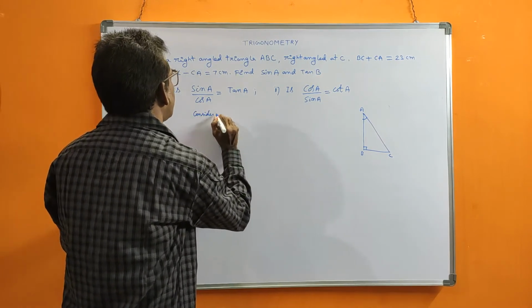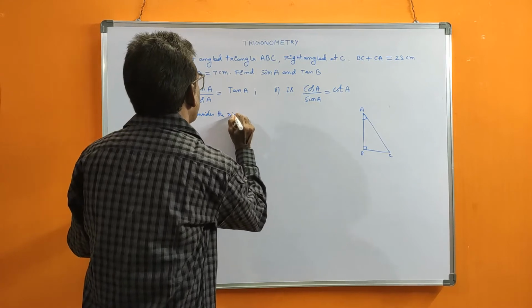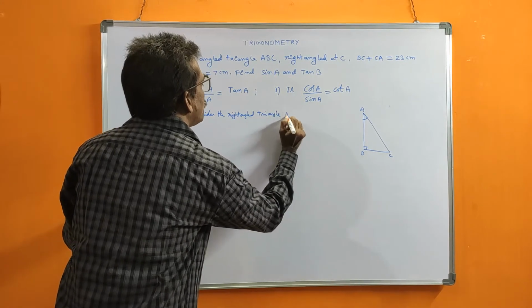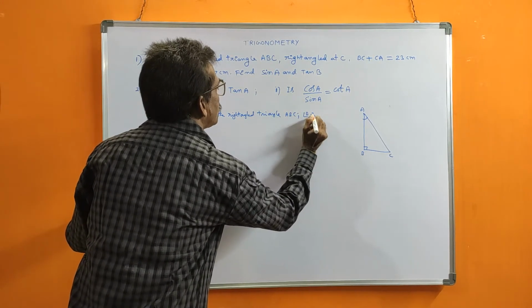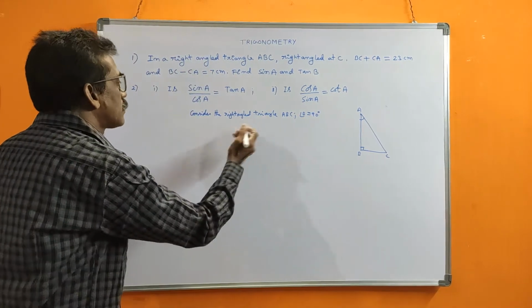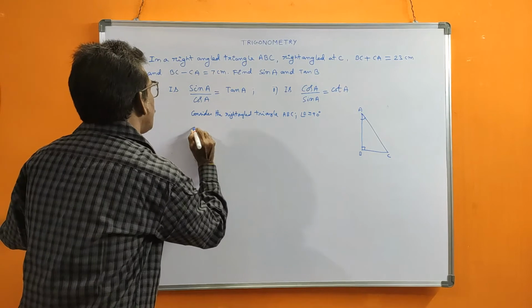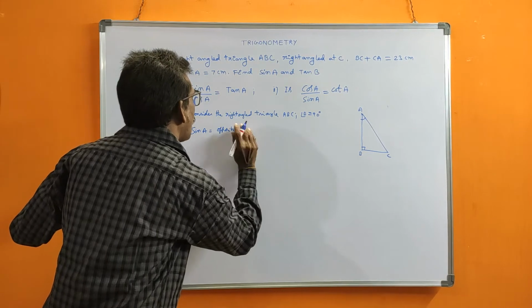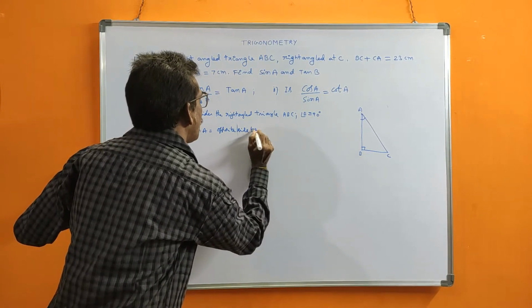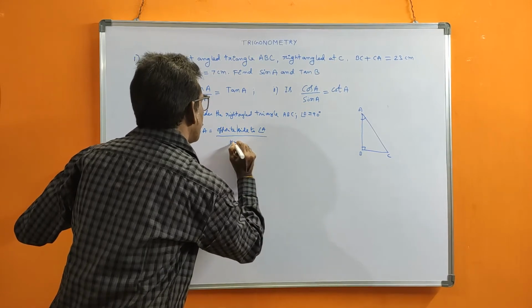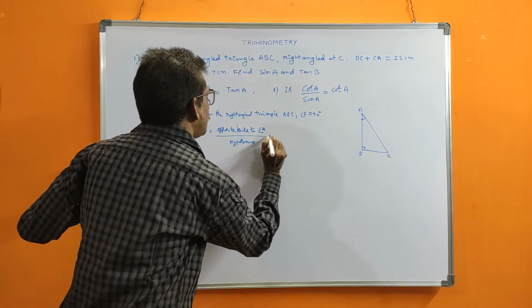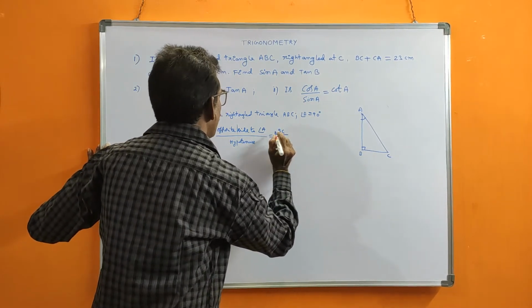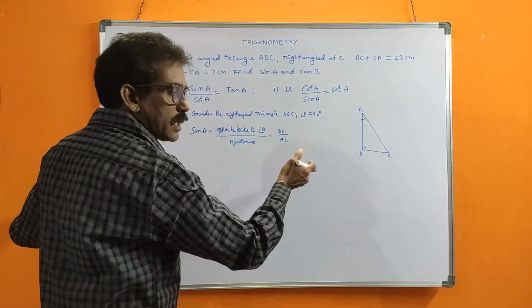First you should consider the right angled triangle ABC, angle B is equal to 90 degrees. Now you can write sin A. Sin A formula is what? Opposite side to angle A by hypotenuse. This is the sin formula. So for sin A, the opposite side is BC by hypotenuse AC. There are no values, so you leave it like that.